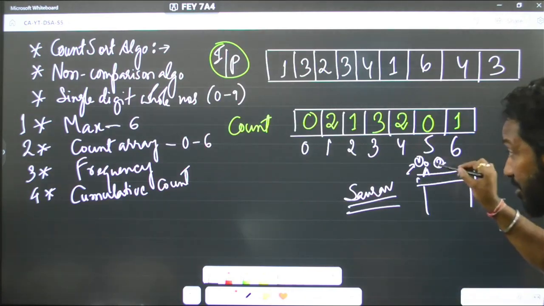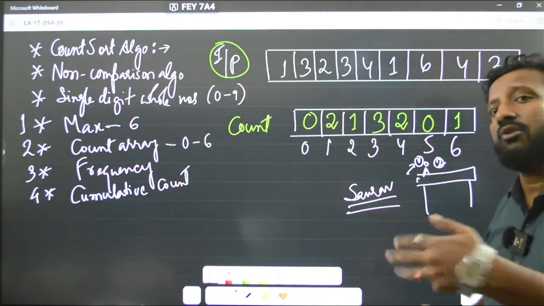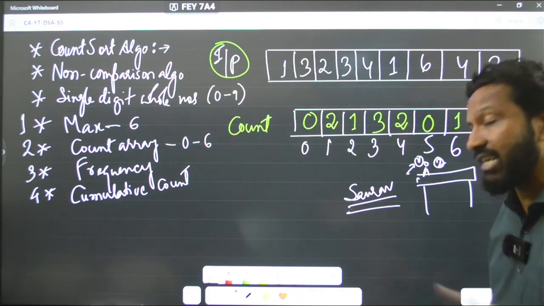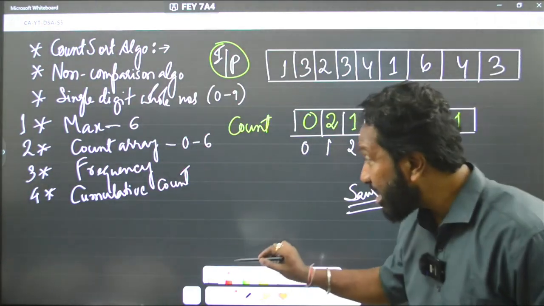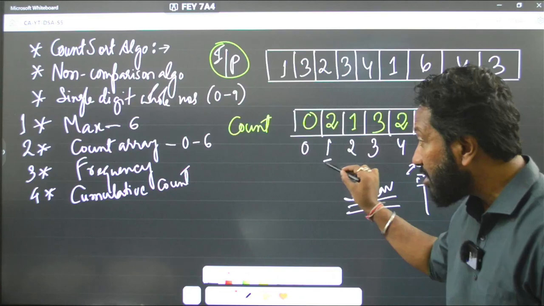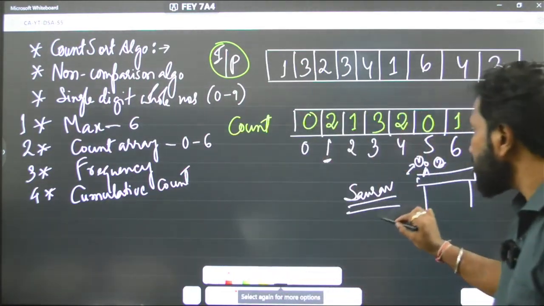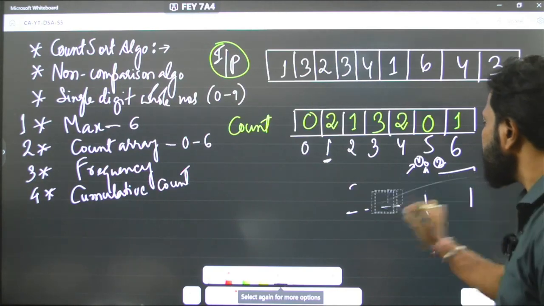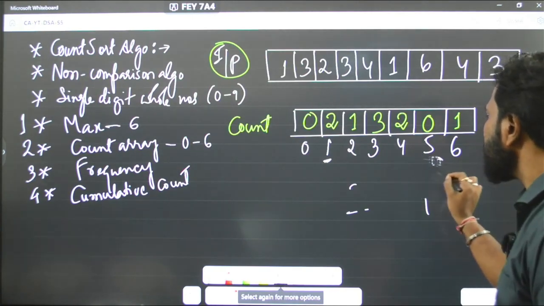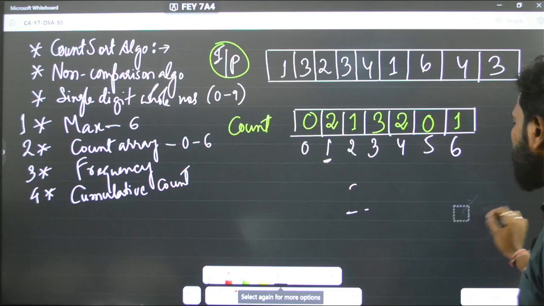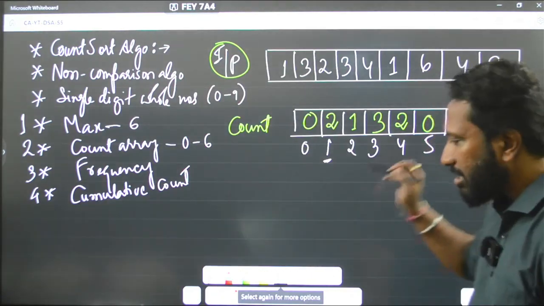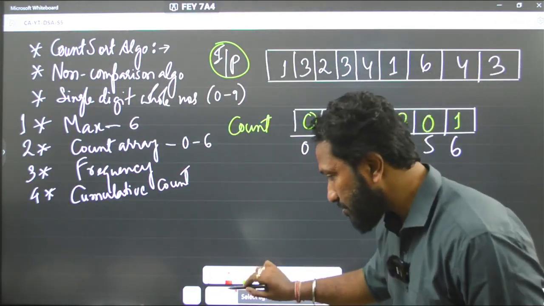But for the first person, I am least bothered about who has come before me, because nobody has come before me. So, the cumulative count starts from index number 1. Okay. So, let me erase this. Let us calculate the cumulative count now.